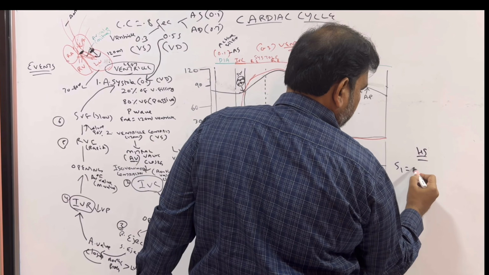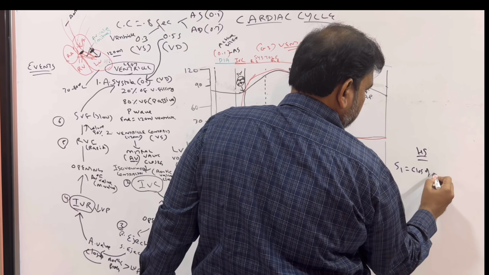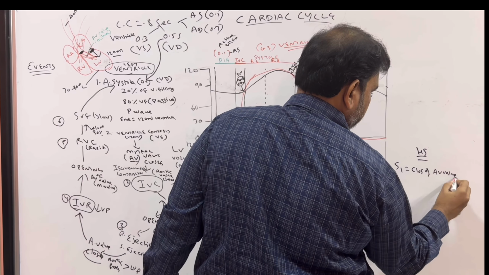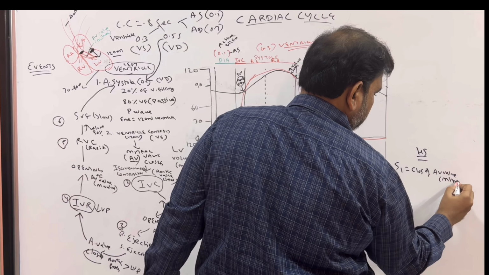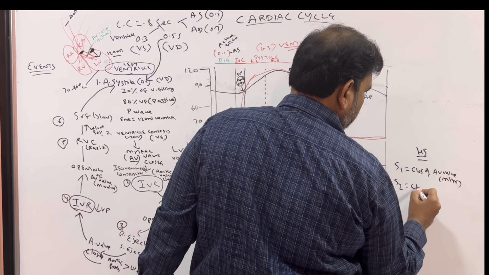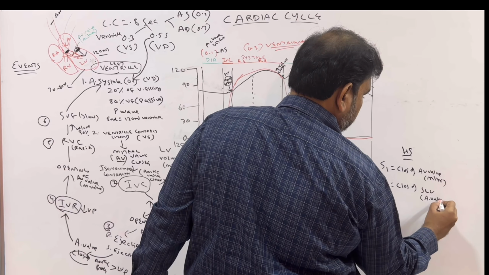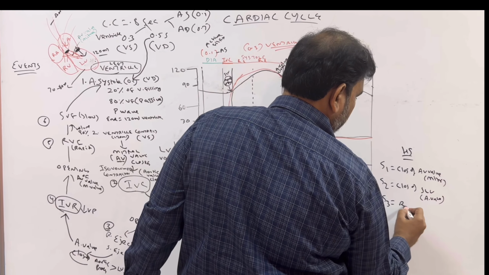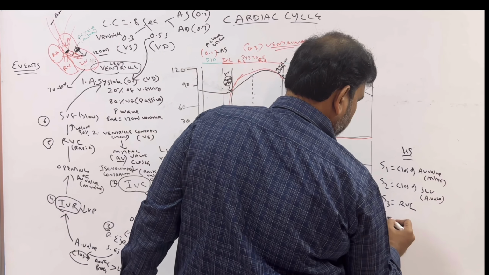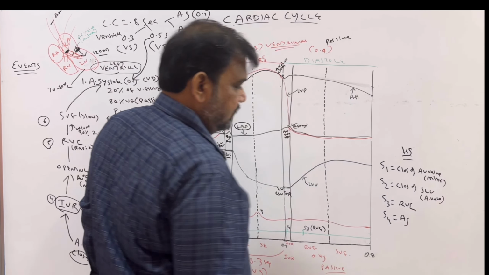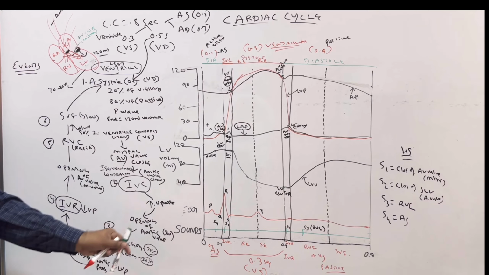S1 is due to closure of the AV valve. In this diagram it is mitral. The second heart sound is due to closure of the semilunar valve. In this it is the aortic valve. The third heart sound is due to rapid ventricular filling. I have already marked. The fourth heart sound is due to atrial systole. Very clear. So heart sounds are also coming in this diagram.